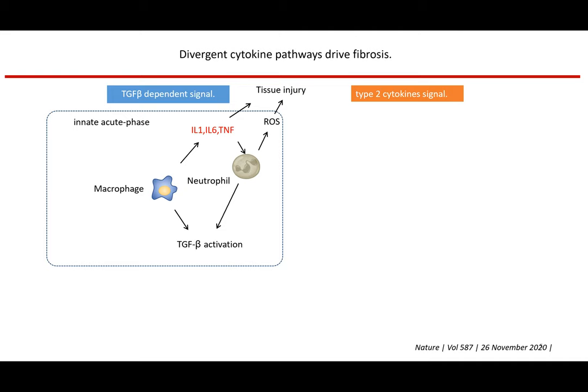The type 2 cytokine signal includes first the alarmin cytokines such as IL-25, IL-33, or TSLP, which are secreted by epithelial cells and other damaged tissue cells. These cytokines will drive the activation of ILC2, which secrete a large amount of IL-5 and IL-13. IL-5 will in turn drive the recruitment and activation of local tissue eosinophils, which provide an additional source of type 2 cytokines and other pro-fibrotic mediators.